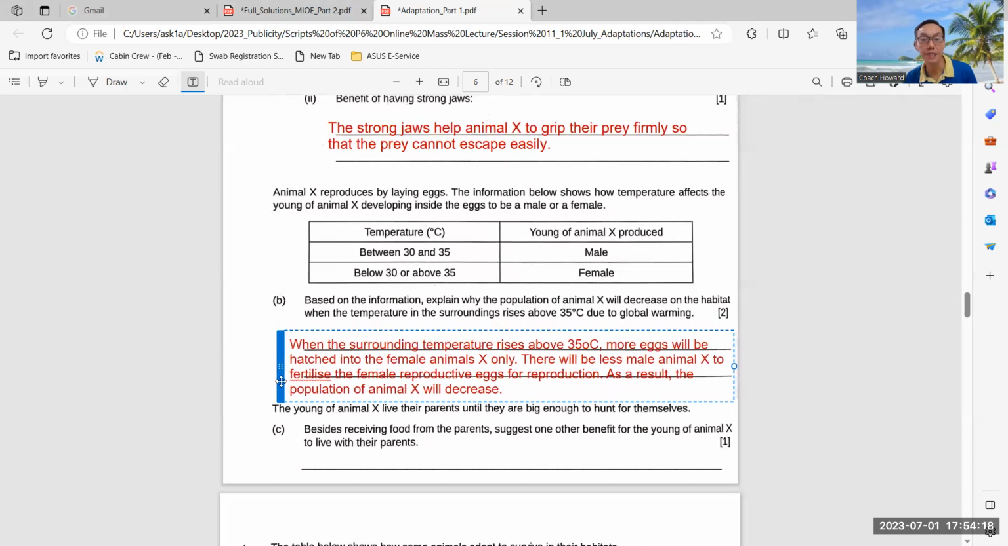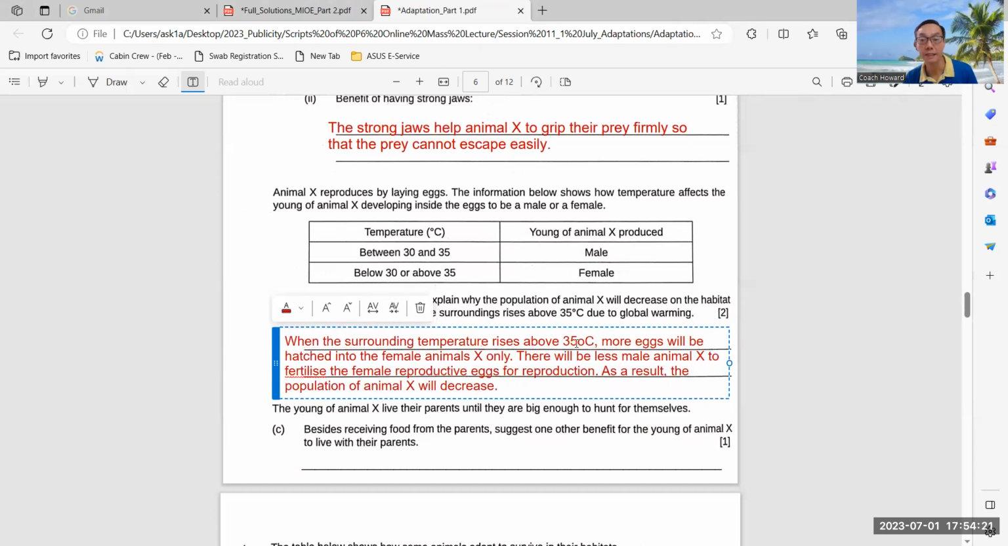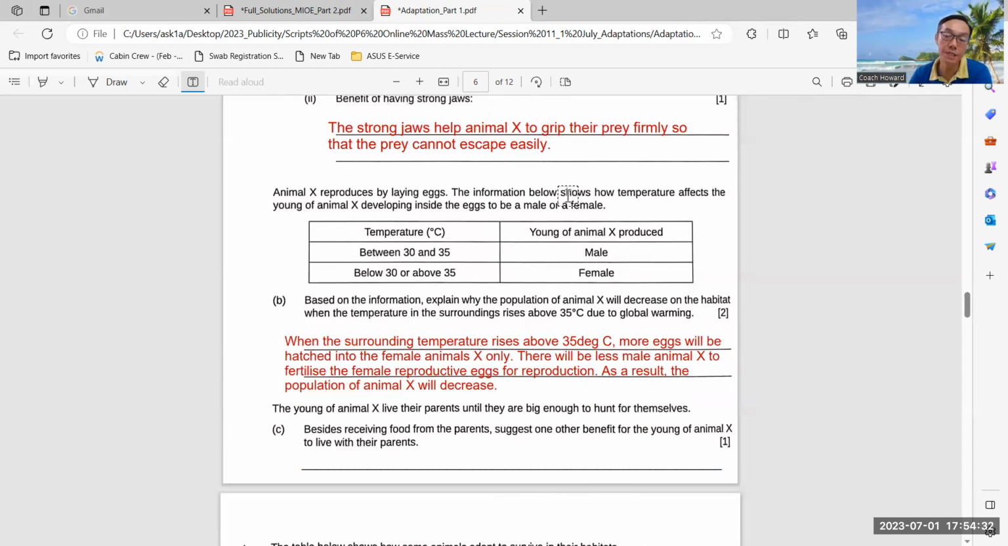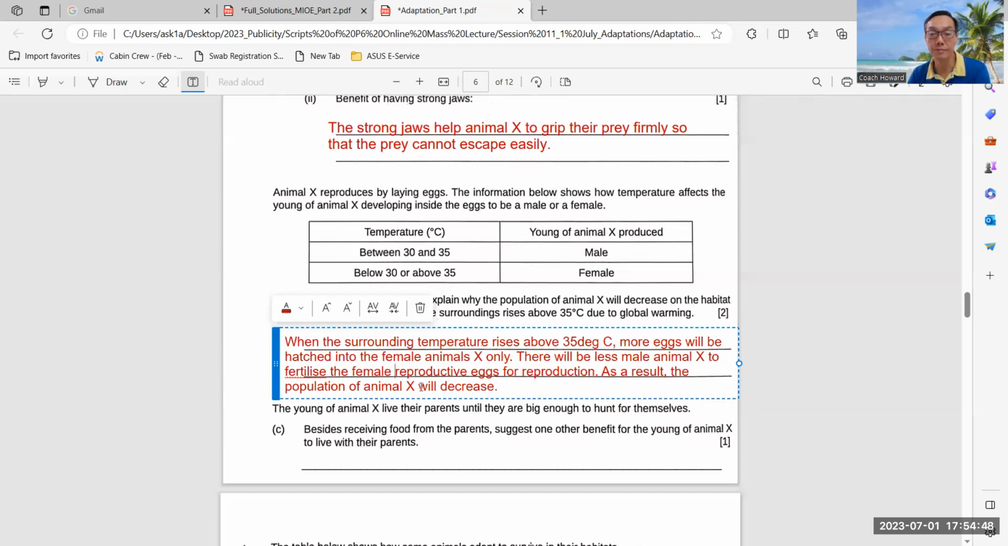This part, I try to adjust the line. The degree Celsius, you have me adjust. Okay, I put it this way: when the surrounding temperature rises above 35 degrees, more eggs will be hatched into female animals only. There will be fewer male animals to fertilize the female reproductive eggs. As a result, the population of eggs will decrease.